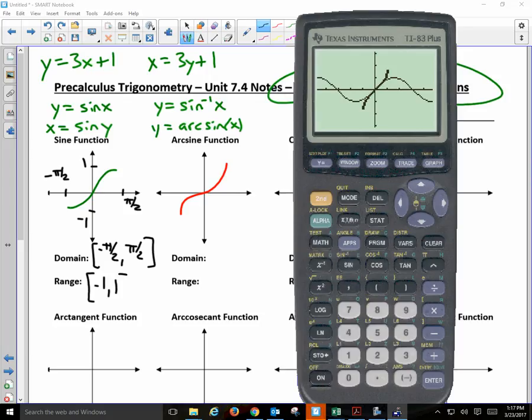Negative 1 to positive 1. Well, when we do inverses, what happens? The range becomes a domain, and the domain becomes the range. So the domain here is going to be negative 1 to 1. And the range is going to be negative pi over 2, positive pi over 2. So that's negative 1. That's positive 1. That's positive pi over 2. That's negative pi over 2.